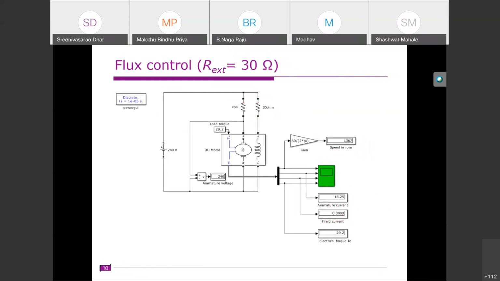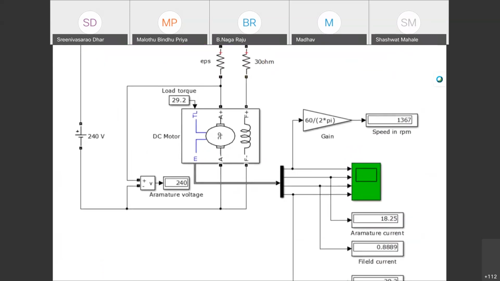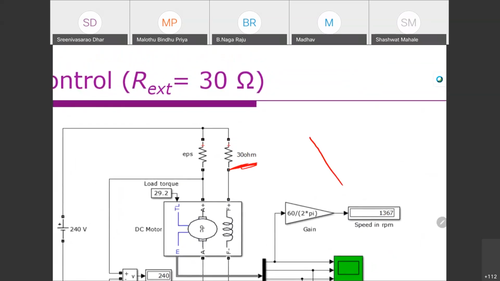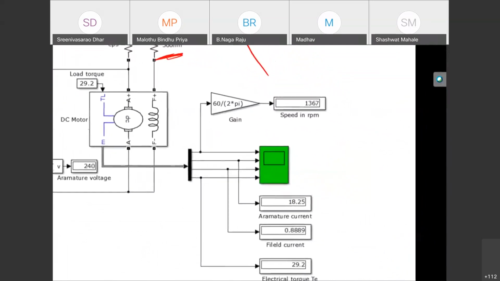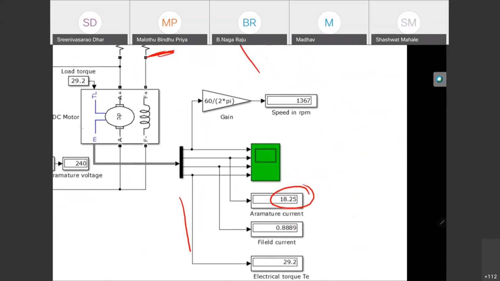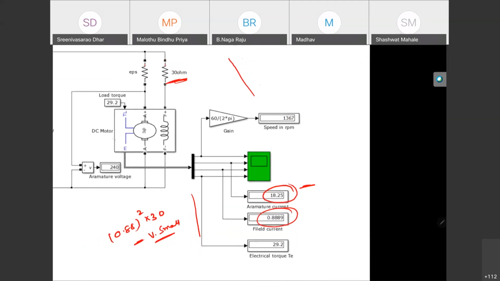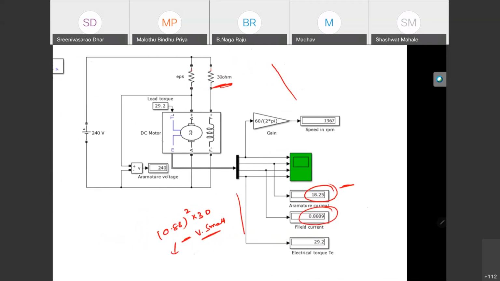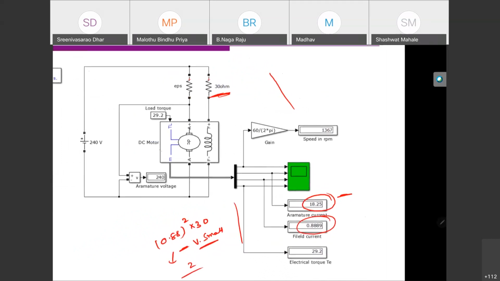So in case of flux control, there are no significant losses, right? Even though this is a 30 ohm resistance, the current is very small. The armature current is 18.25, and the field current is 0.88. So the loss is 0.88 squared times 30, so its value is very small and almost neglected, roughly around 20 watts or somewhere around that, a very small value compared to the original one.